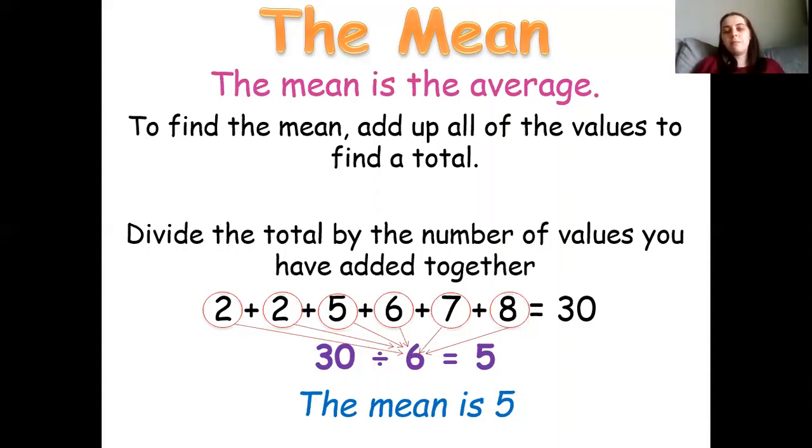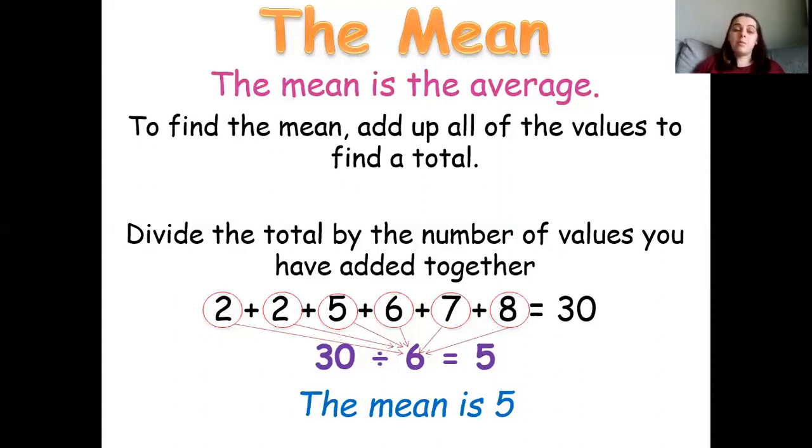Okay, so to find the mean, you add up all of the values to find a total. So you'll be given a list of numbers. The list of numbers that we've been given here is 2, 2, 5, 6, 7, and 8. So the first thing I'm going to do is add up all those values to find a total. 2 add 2 is 4, add 5 is 9, add 6 is 15, add 7 is 22, and add 8 is 30. So I've found the value of all my numbers and got myself a total, and my total is 30.